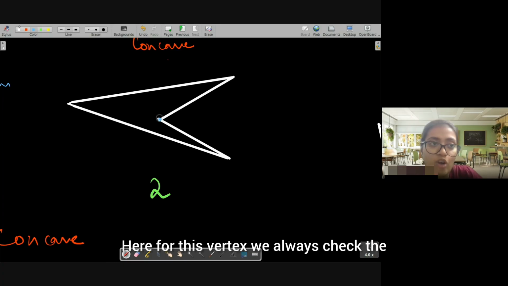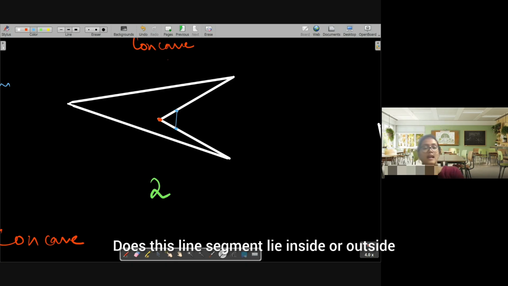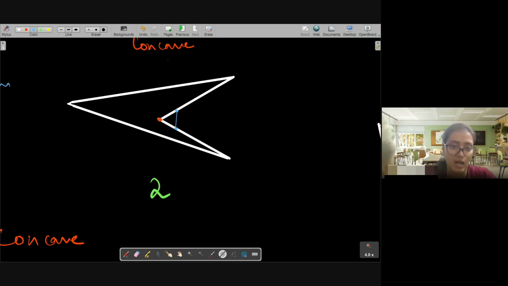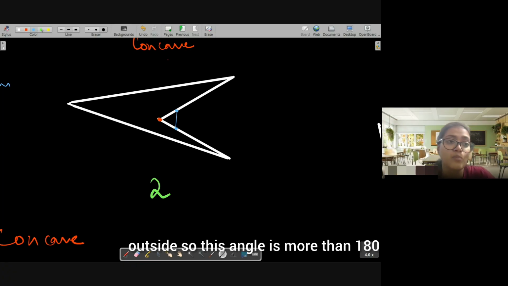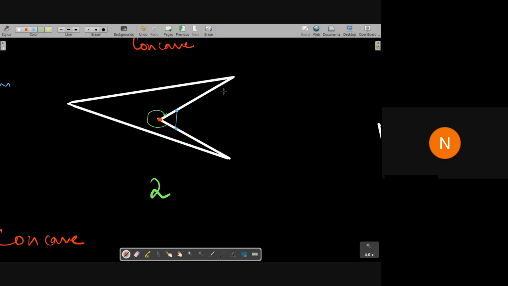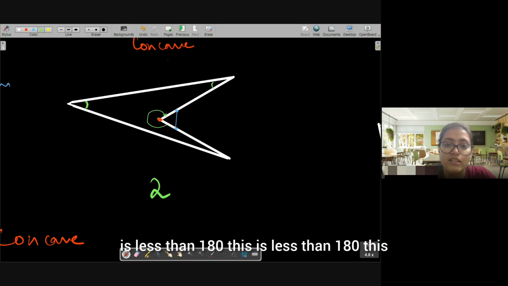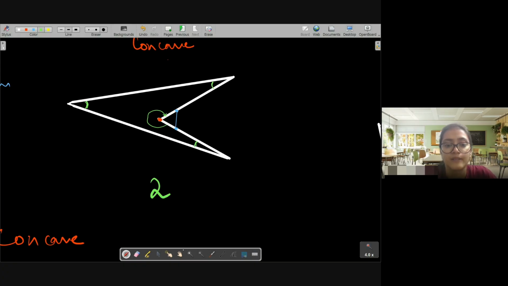So here, for this vertex, we always check all the vertices, okay? So for this vertex, take the point here and here. Connect these 2 points. Does this line segment lie inside or outside? Outside. So this angle is more than 180. Okay? Rest, all the angles are less than 180. This is less than 180. This is less than 180. This is also less than 180.